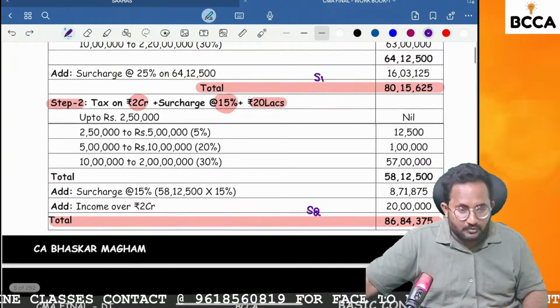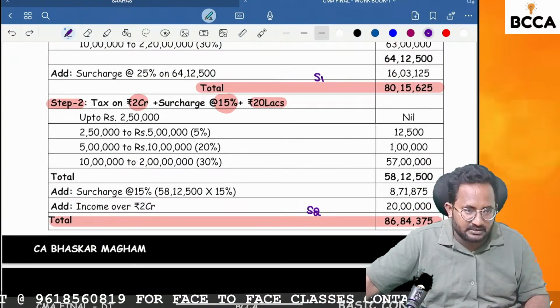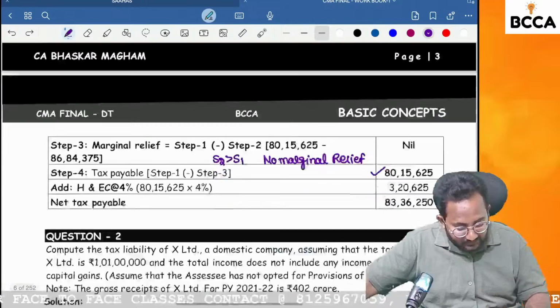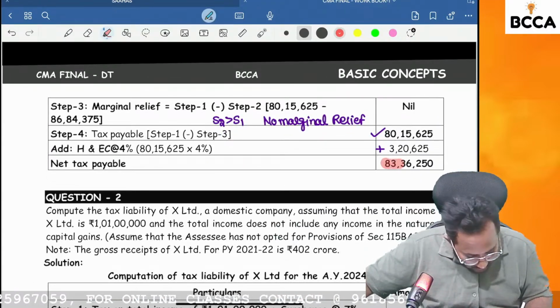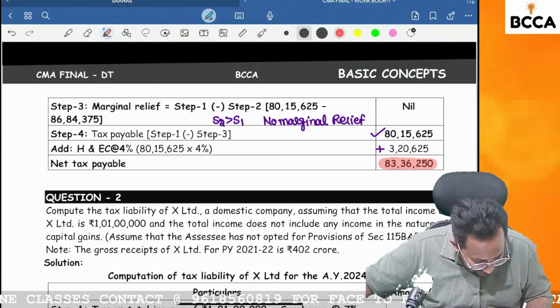So if you want to get the marginal relief, it is not possible here. That's why step 1 is 18 lakh 15,625 plus health and education cess; this is only my final tax liability.